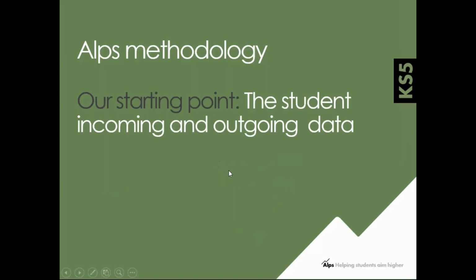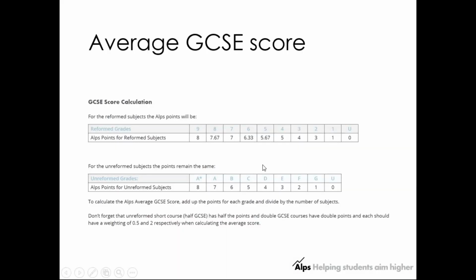So we have a starting point. That starting point must be what the student joins year 12 with, or your first year if you're in a college, and that is their average GCSE point score. You can see here that we have currently two different ways in which those points can be made up. We have our reformed grades here, 1 to 9, which we are converting for this year, 2018, back into an Alps point score between 1 and 8, or 0 and 8 if they've got a U. But you can also see the points totals that are allocated to each of the legacy letter grades that students may have, and they range from 0 to 8 as well.